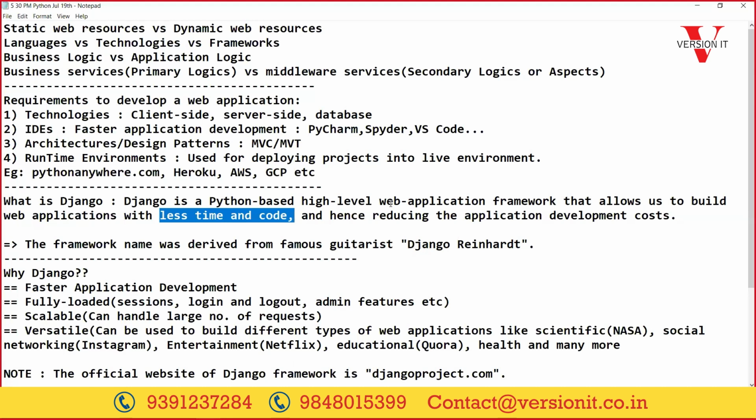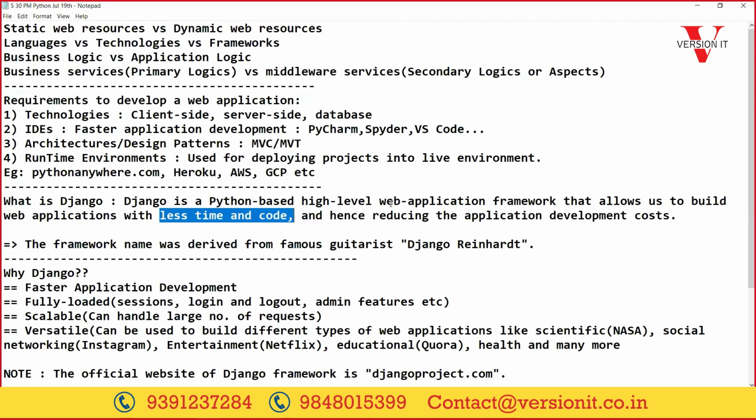Why? Using Django, we can build applications with less code. Even without knowing what Django is, I can say I can build web applications with less code in Django. Why? The inbuilt functionality is available. Inbuilt modules are available in Django. So that's why less code.